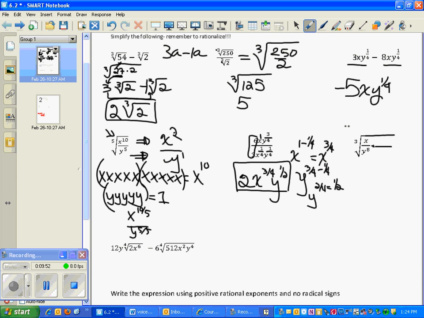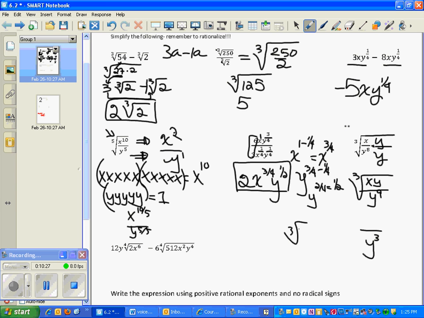correct? So how many y's are missing down below? A y. So if I multiply the bottom by a y, then I have to multiply the top by a y. So that means now I have the cubic root of xy over y to the 9th. Can I take the cubic root of y to the 9th? What is the cubic root of y to the 9th? Y to the 3rd. See how I don't have it under the cubic root anymore?